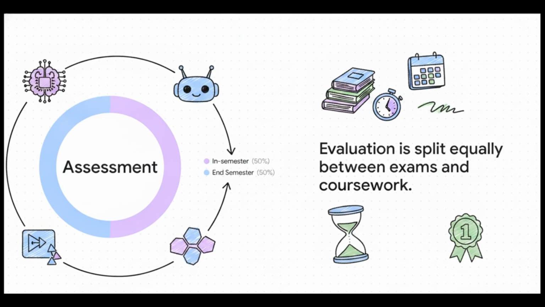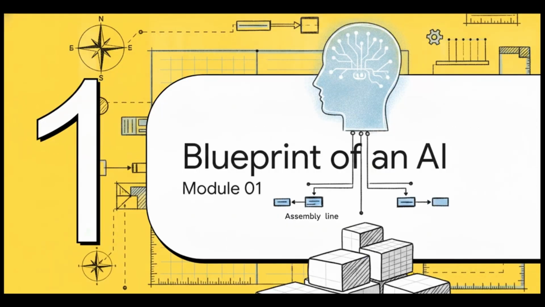So, what are the actual stakes here? Well, the grading is split perfectly down the middle. Out of your 100 total marks, 50% is your end semester exam, and the other 50% is dedicated to continuous in-semester assessment. That basically means your ongoing assignments, your midterms, and your practical problem solving carry just as much weight as your final test. No pressure, right?